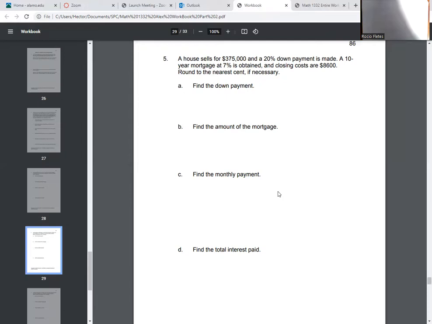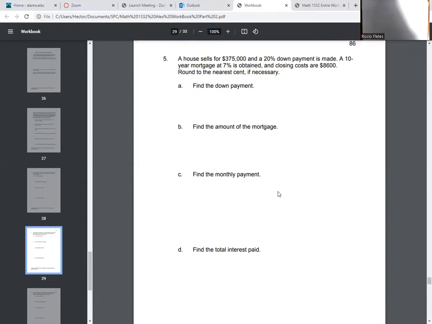So anyway, 7% is obtained, and closing costs are 8,600. Closing costs are just extra expenses that you will have to pay when you go through the process of buying a house. These are things from either the bank, the buyer, or the seller, combined. We will include them in the purchase. And it says round to the nearest cent if necessary.